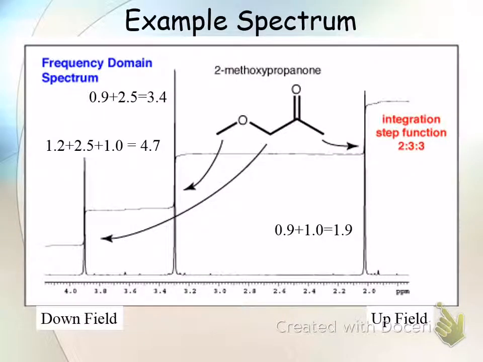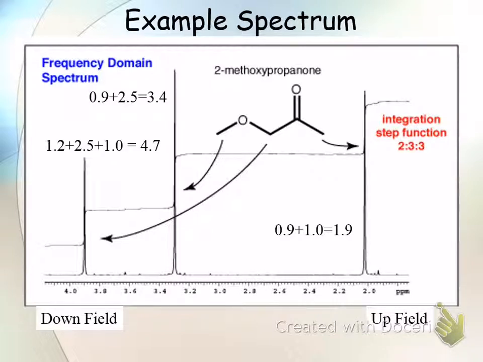Okay, so here's the structure. 2-methoxy-2-propanone. So this is a methyl group, right? Typically around 0.9. But the offset for being next to a carbonyl is about 1. So it should be around 1.9, and it ends up being a little bit closer to 2, a little bit bigger than 2. But again, it's in the ballpark of where you expect to find the signal.